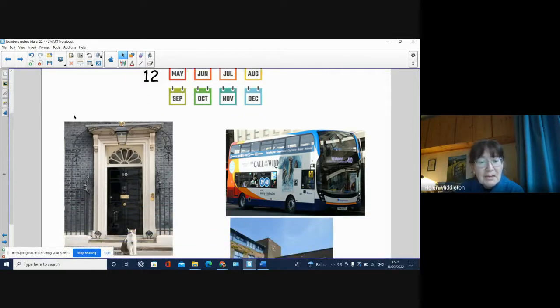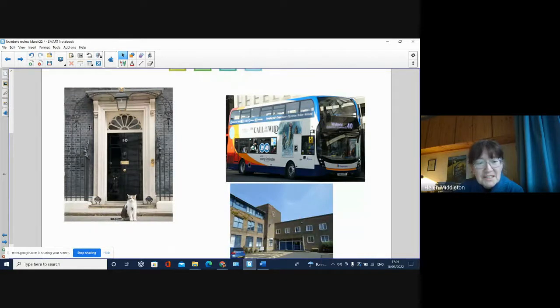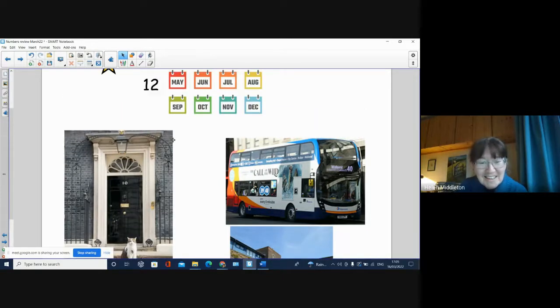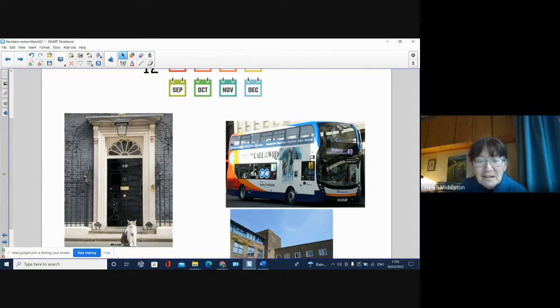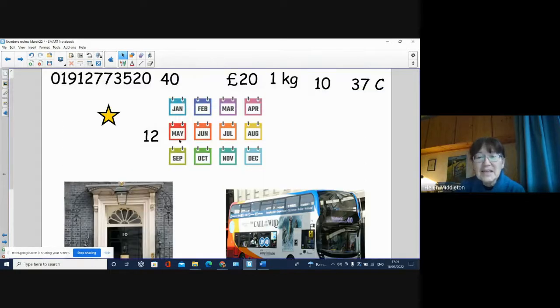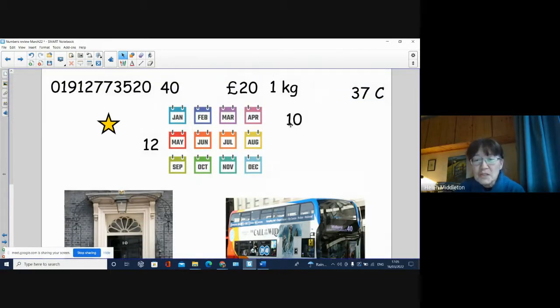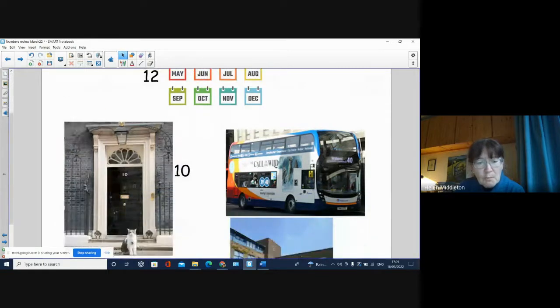Okay, and then this was, what was it? Yes, a house number. A house number. The cat's house. Boris's house. Yes, and what number is it? Number 10. Yes, if you watch the news in the UK, they sometimes say, "Oh, today Boris Johnson is at number 10. He's at home in his house."